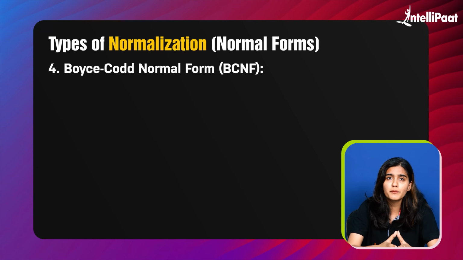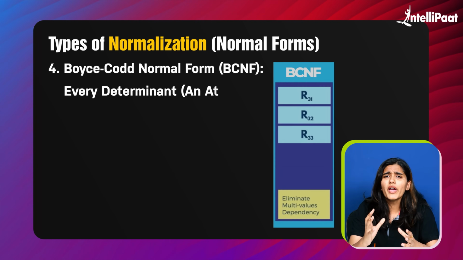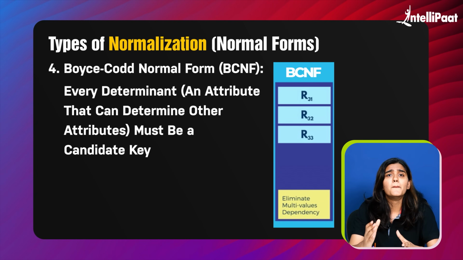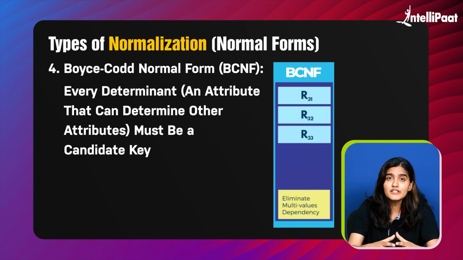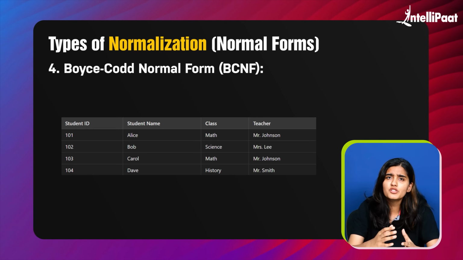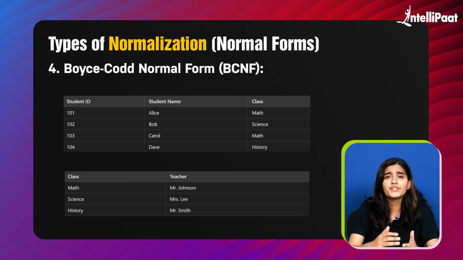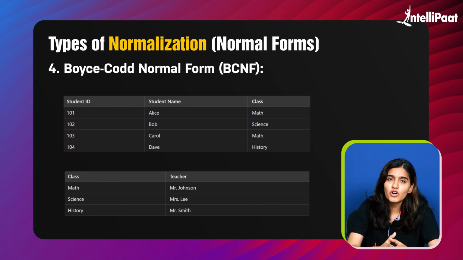Lastly, Boyce-Codd normal form or BCNF. Every determinant, an attribute that can determine other attributes, must be a candidate key. This ensures that all the dependencies are based solely on a unique identifier. For example, if you have both student ID and class as potential identifiers, each must uniquely define the data in its column without overlap. So that's all for the normalization forms.